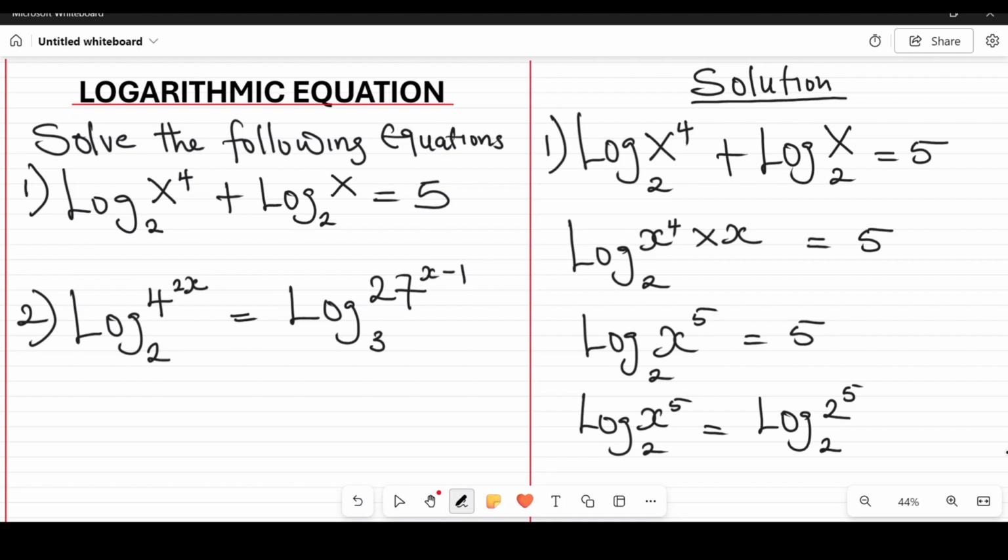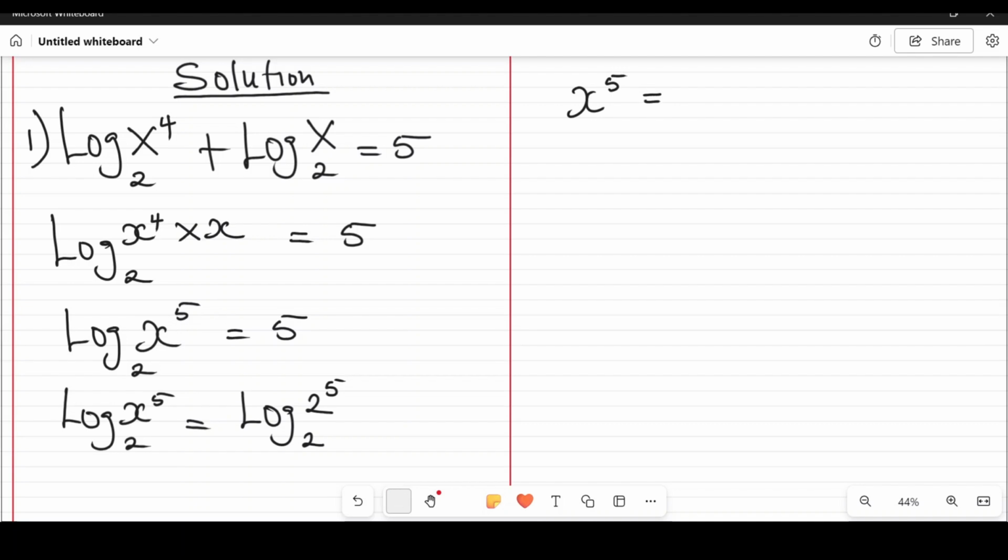So since log and log are of the same base, then their numbers should be equal. So therefore, we can write that x to the power 5 is equal to 2 raised to the power of 5. Now, if the bases are the same, we equate the powers. Now, if the powers are the same, we have to what? Equate the bases. So 5 here and 5 here are their powers. So therefore, x is equal to 2. Since their powers are equal, then their bases should be equal.